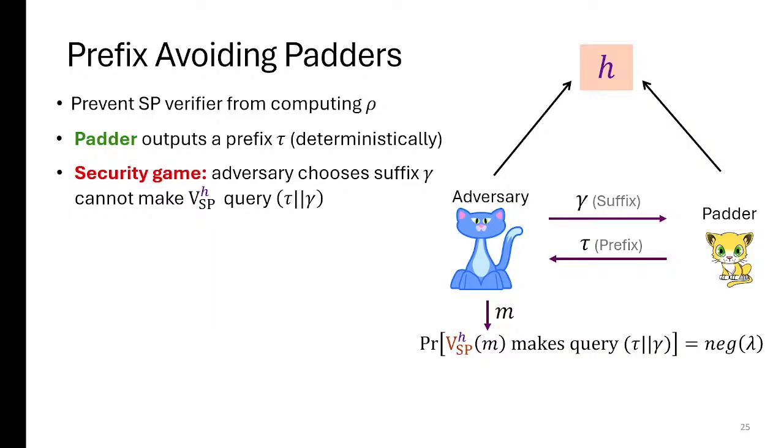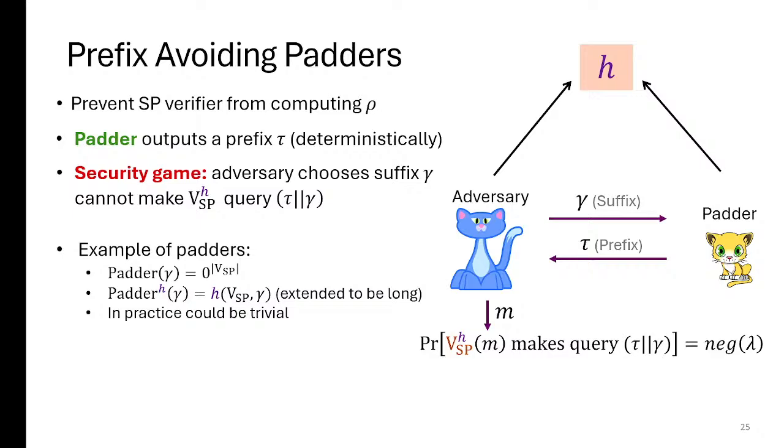Just examples for padders: a very trivial padder is to just pad with something larger than the verifier. Obviously, the verifier cannot make a query that is larger than itself, the original verifier. So that is a very easy solution. It might not be efficient because it causes the new verifier to run slower than the original one. So if the message is short, then something of the form h of VSP, comma, this suffix might work. You have to play around with it a little bit.